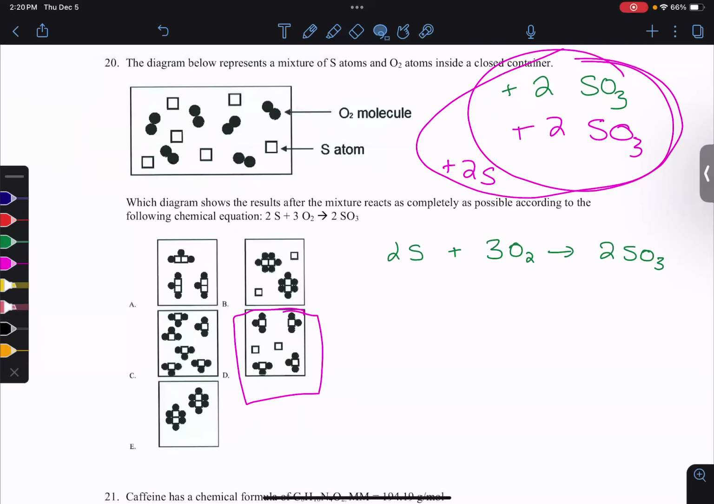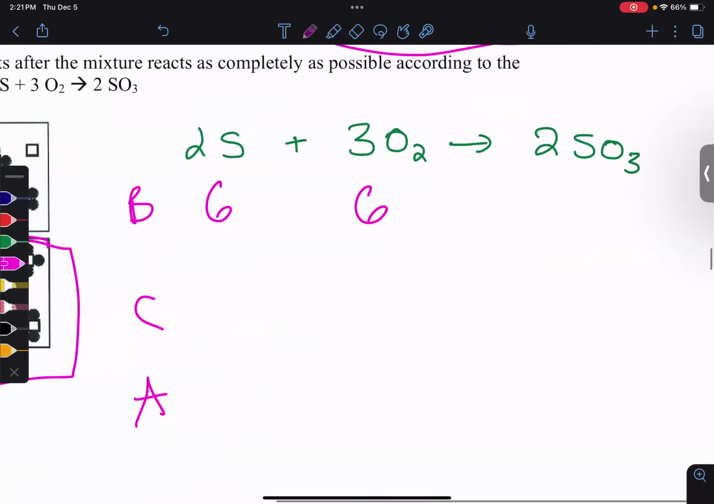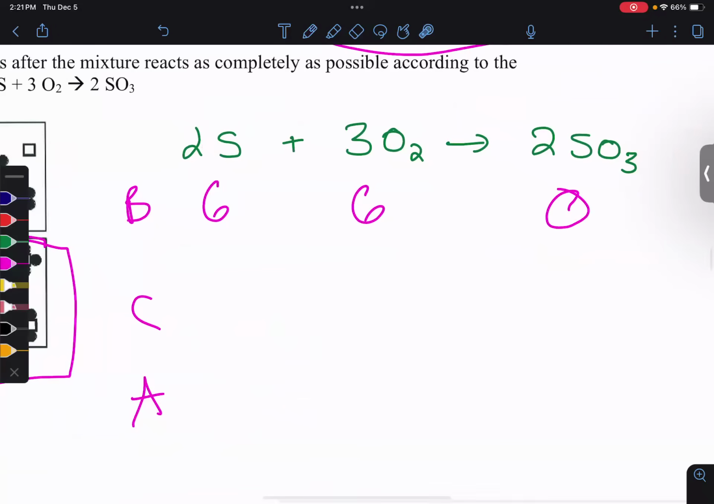Another way we can do this is use a BCA table. We can count everything, 1, 2, 3, 4, 5, 6. There's 6 sulfurs, and then 1, 2, 3, 4, 5, 6 O2s. So just looking at these numbers, you can do the reaction 3 times with sulfur. How many times can you do it with oxygen? Twice. So which one limits us? Oxygen.